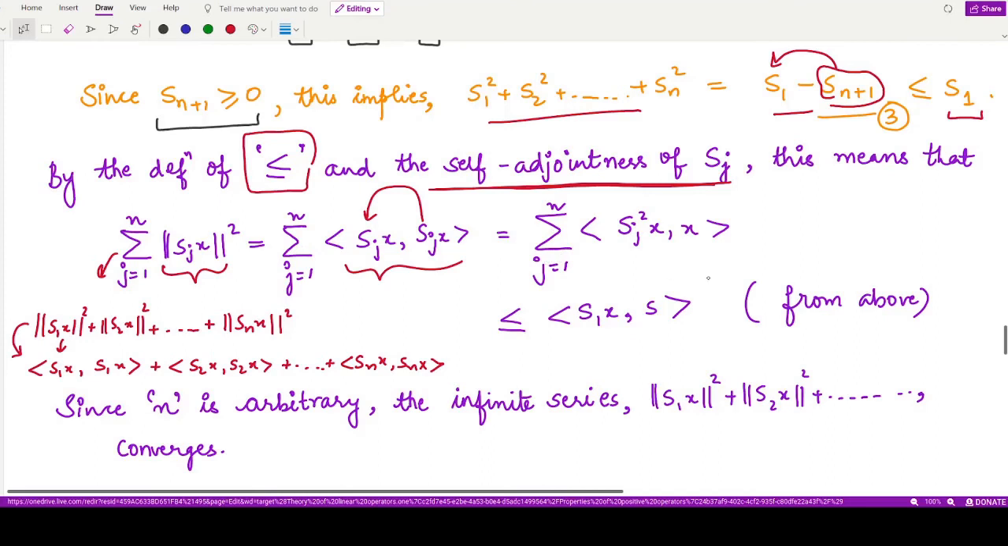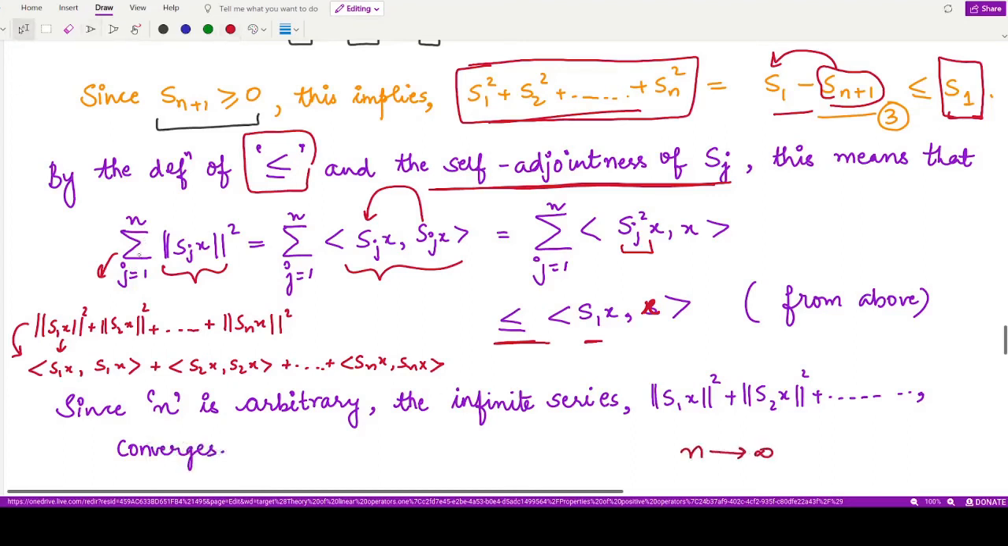Now from above we have just proved that when you add up all these operators here, this is less than or equal to the operator S1 here. So instead of the sum of all these Sj's, you may write this thing less than or equal to the operator S1 here, and here we have x, right? So from here you have the summation less than or equal to the inner product of S1x with x. Now because n was an arbitrary number, if we tend this n towards infinity, then we would have this as the infinite sum also.